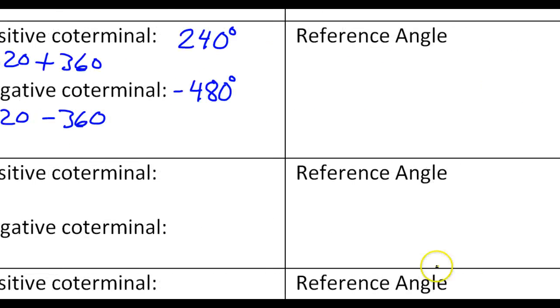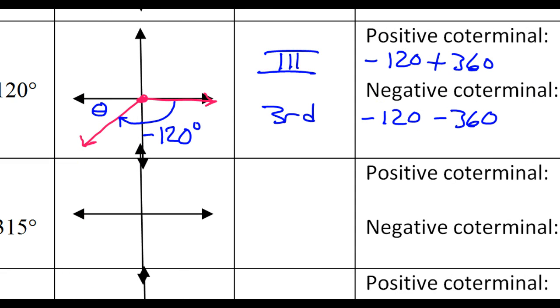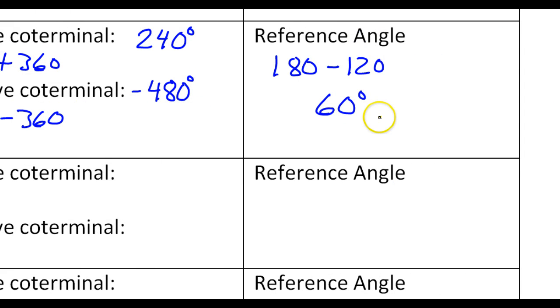To calculate that, I could just do 180 minus 120. So that is going to be 60 degrees. If you just think about it, if this were 60 degrees, that would make sense because I've got 120 degrees going, and another 60 degrees would make the 180. But a reference angle is always positive.